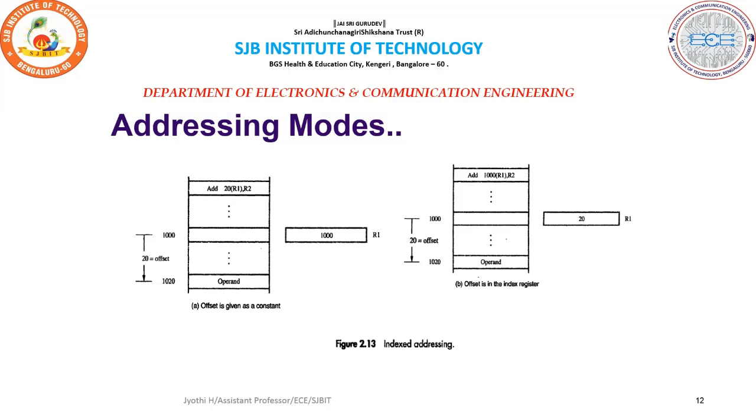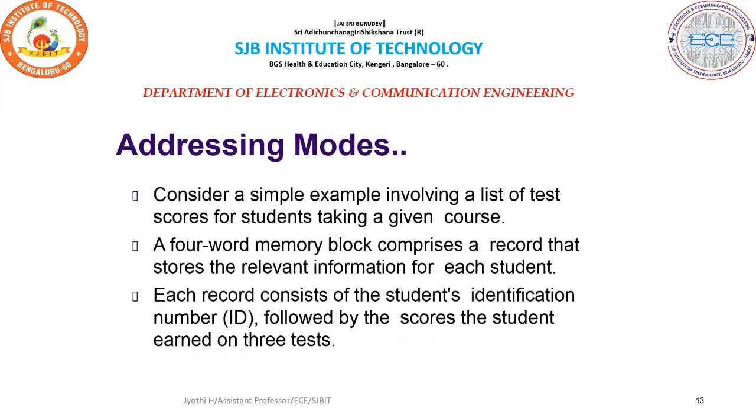There are two types: one is the offset as a constant, and the other is the offset in the index register. Here the offset is going to be in the index register. 1000 is the memory location, the offset 20 is getting added, and that is being transferred to the register. So next is the addressing modes.